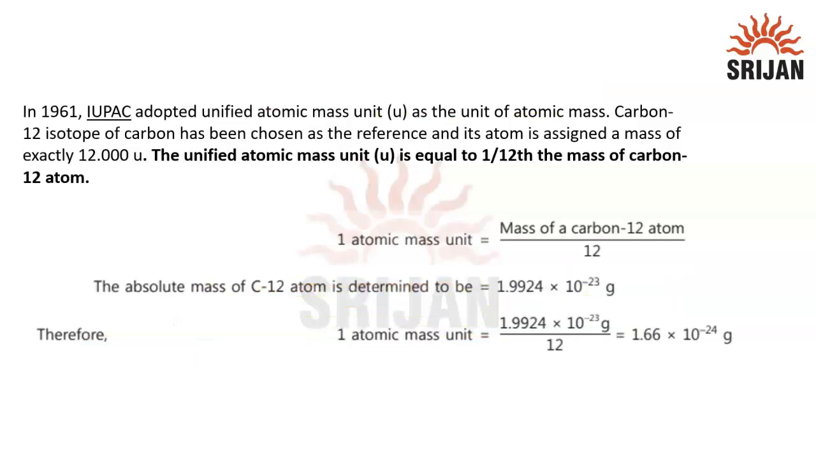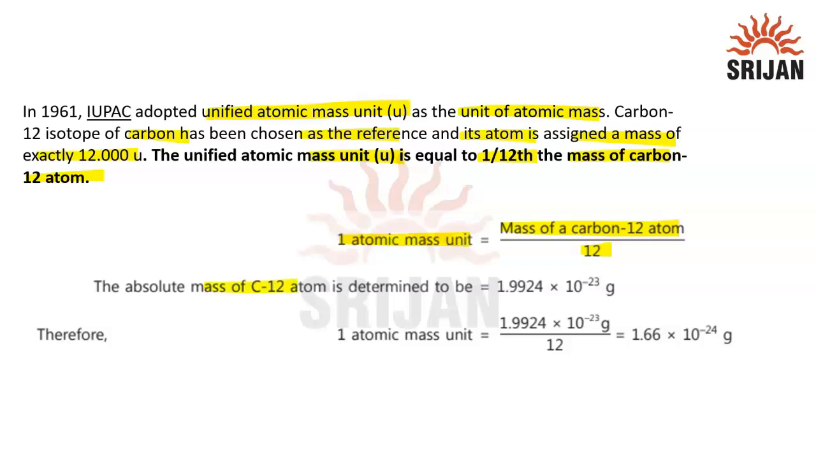So in 1961, IUPAC adopted the unified atomic mass unit, u, as the unit of atomic mass. Carbon-12, an isotope of carbon, has been chosen as the reference, and its atom is assigned a mass of exactly 12.00. The unified atomic mass unit u is equal to 1/12 the mass of a carbon-12 atom. One atomic mass unit is simply the mass of a carbon-12 atom divided by 12.